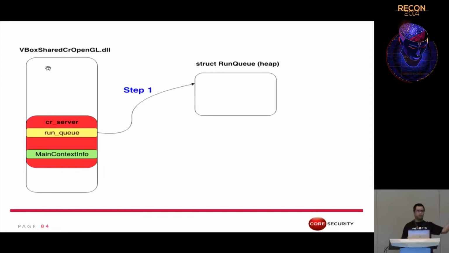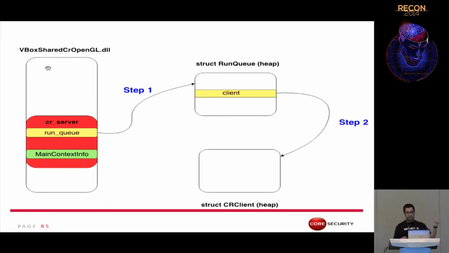And this first pointer we are leaking points to a runq structure which is located on the heap. Now we can repeat the whole process in order to read the value of the client field of this structure. So now we are leaking a second pointer which points to a CR client structure also located on the heap. We can repeat the whole procedure for a third time in order to read the value of the current CTX info field. And this third pointer we are leaking points to the main context info field of the CR global variable. That means that this third pointer we are leaking is an address belonging to this DLL.